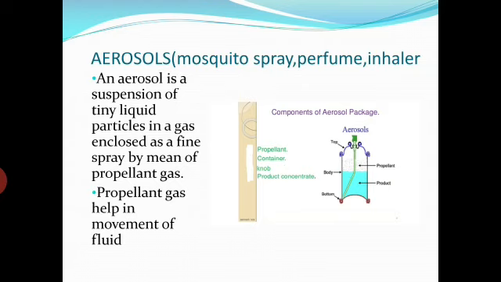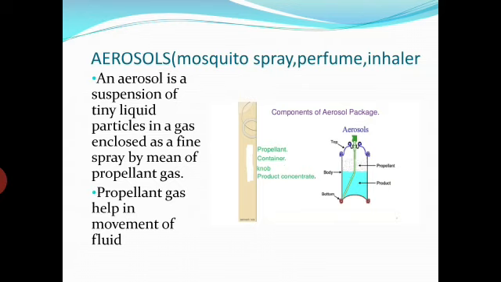So how can we define an aerosol now? An aerosol is a suspension of tiny liquid particles in a gas enclosed, in a fine spray by means of propellant gas. Suspension of tiny liquid particles means they are talking about the product, that the product is enclosed with pressurized gas, and it can come out with the help of propellant gas, which helps in the movement of fluid.